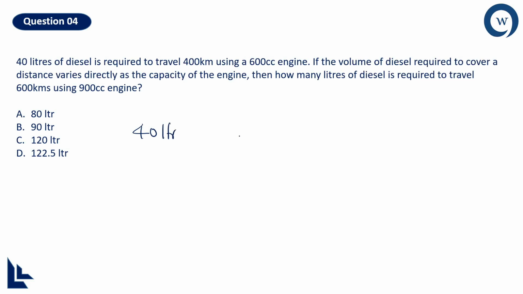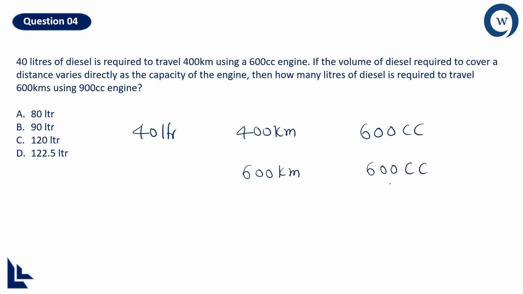40 liter diesel is required to travel 400 kilometer using a 600 cc engine. And the volume of the diesel required to cover a distance varies directly as the capacity of the engine. That means if the capacity of the engine increases, then the volume of the diesel required to cover a certain distance will also increase. Now the initial part is clear. Data tells that 40 liters of fuel is needed to travel 400 kilometers using a 600 cc engine.